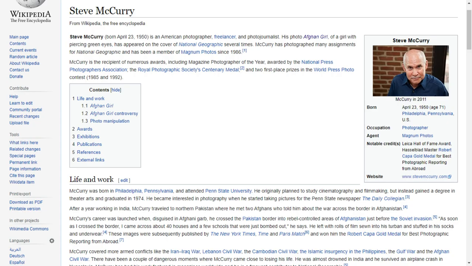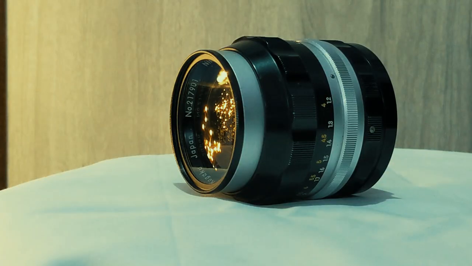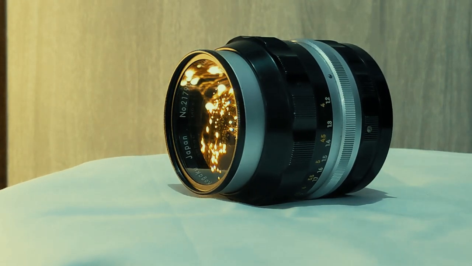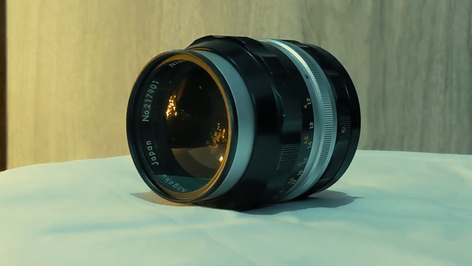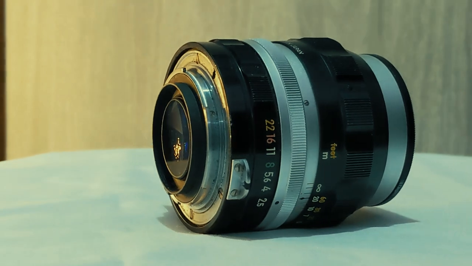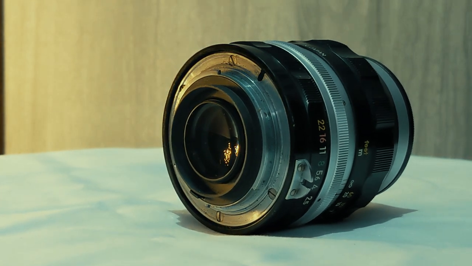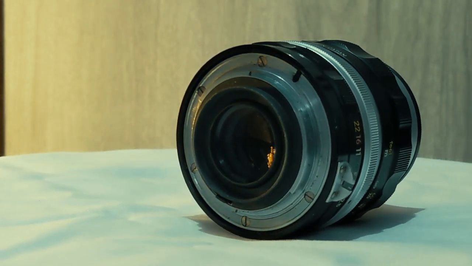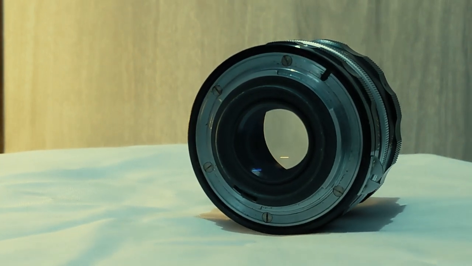Steve McCurry, the famous photographer who took the famous portrait of the Afghan girl, used another version of this 105mm Nikkor portrait lens. So this is a pre-AI version which was made around the 1950s. This is a very old lens. I got a perfectly working lens, fortunately, from eBay, from a US seller. I got this for $80, and with shipping charges and import charges, I had to pay around $120, which came to around 10,000 Indian rupees.